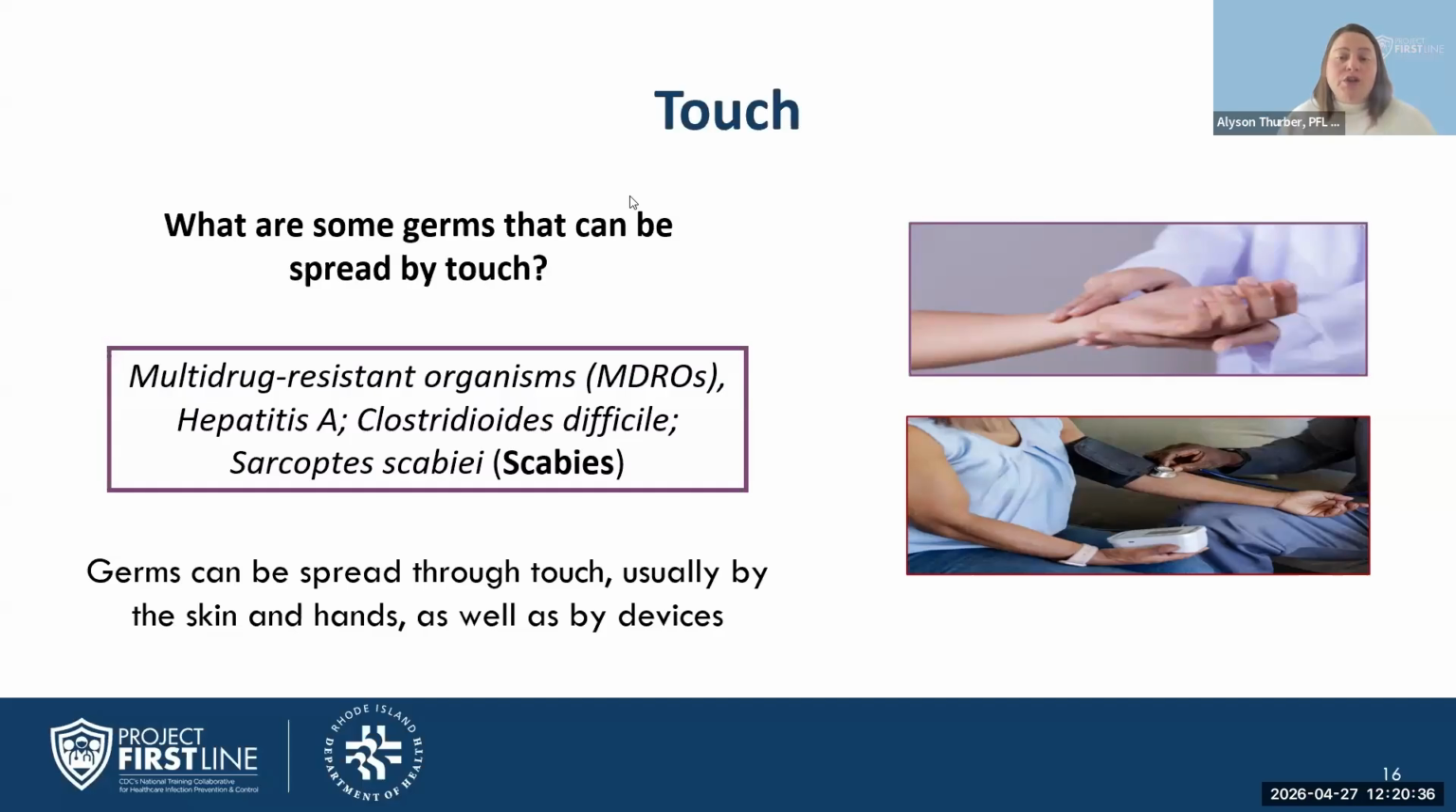Germs can also spread through shared patient care devices, such as glucometers, portable blood pressure machines, and stethoscopes. Devices do not need to be visibly contaminated with blood or body fluids for germs to spread. These devices should be cleaned and disinfected between each patient use, or you should be using dedicated patient care equipment. Examples of some germs commonly spread through touch are multi-drug resistant organisms, including MRSA and CRE. Other examples include hepatitis A, Clostridioides difficile, scabies, and norovirus.